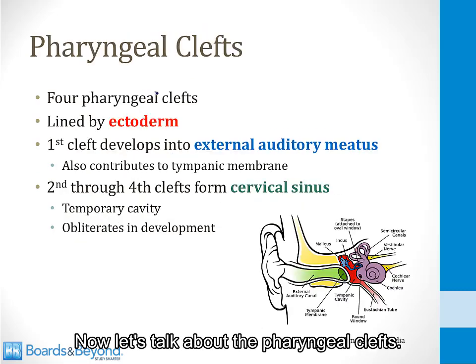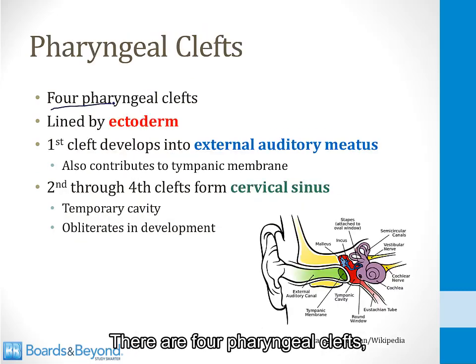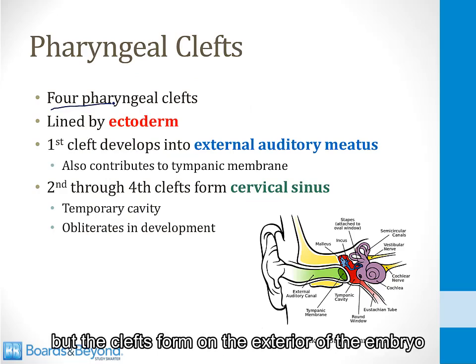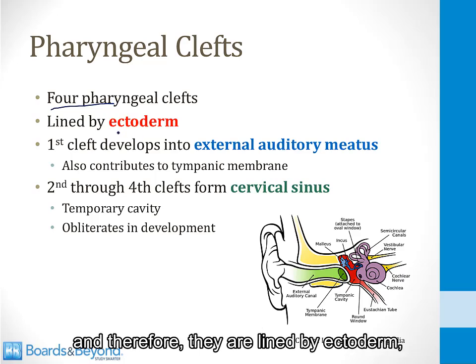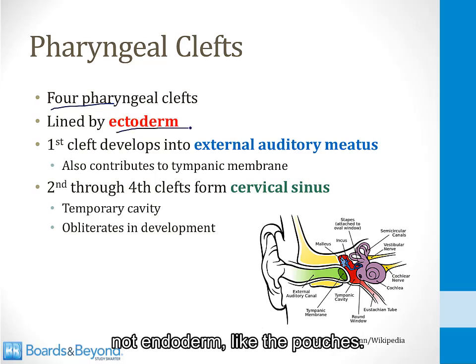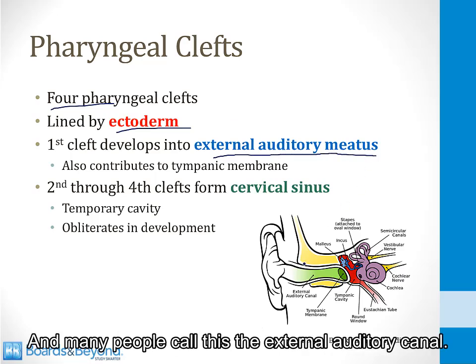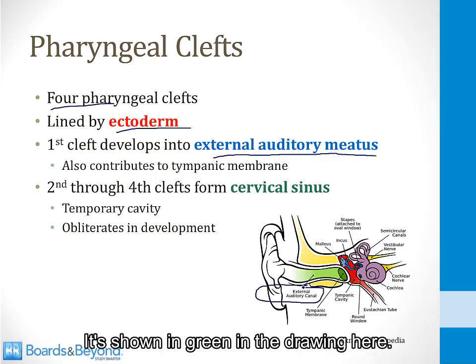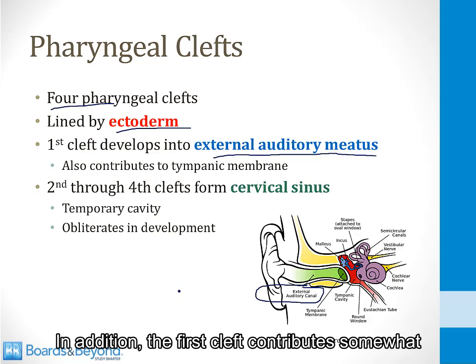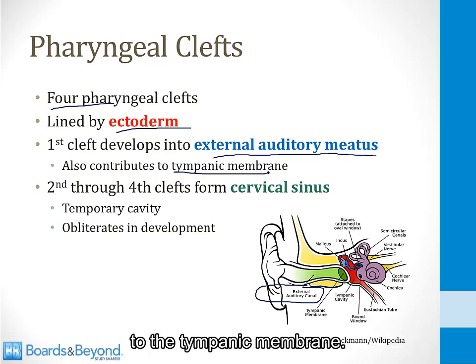Now let's talk about the pharyngeal clefts. There are 4 pharyngeal clefts, just like there are 4 pouches, but the clefts form on the exterior of the embryo, and therefore they are lined by ectoderm, not endoderm like the pouches. The first pharyngeal cleft develops into the external auditory meatus. The word meatus just means passage, and many people call this the external auditory canal. It's shown in green in the drawing here. In addition, the first cleft contributes somewhat to the tympanic membrane.